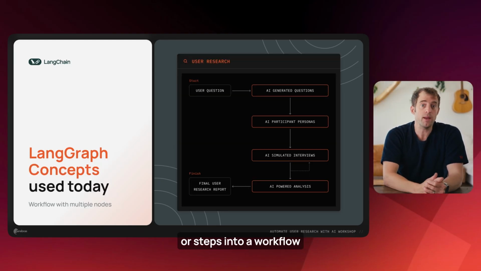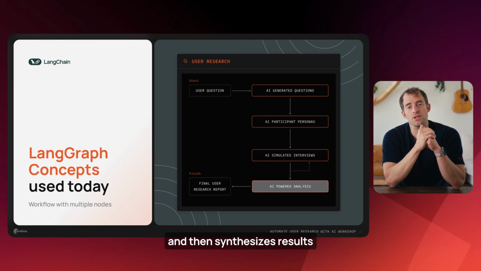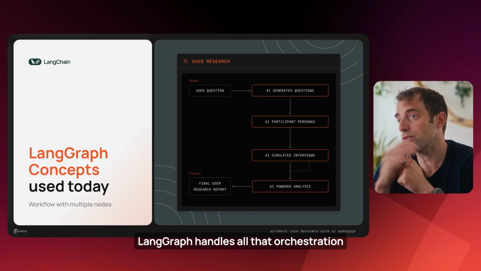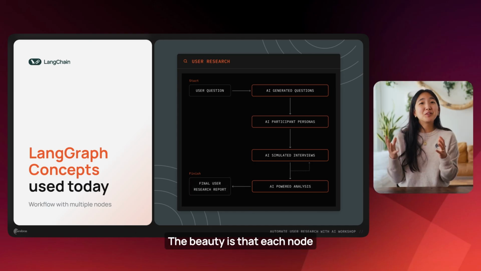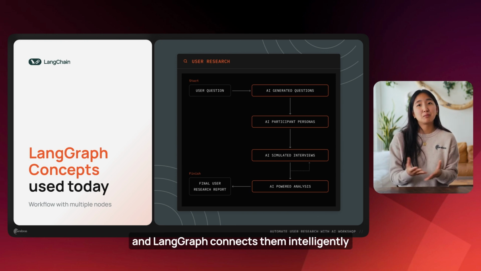We connect those nodes or steps into a workflow. We start with configuration. This just generates the personas, runs interviews in a loop, and then synthesizes results. LangGraph handles all that orchestration and state management for us. The beauty is that each node can focus on one job really well, and LangGraph connects them intelligently.